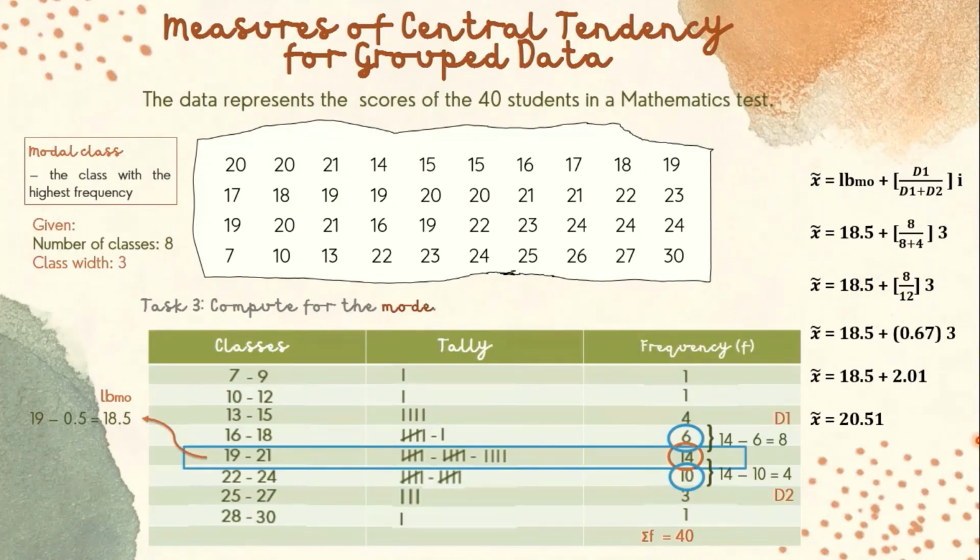Now, you may get another result for the product of 0.67 and 3. Say, for example, you didn't round off 0.67 to the nearest hundredths right away, and then you multiplied it to 3. The result will be a whole number 2. Added to 18.5, that will be 20.5. And that is correct as well.